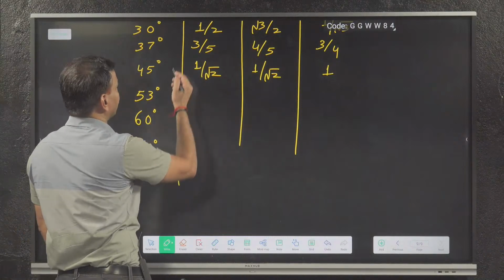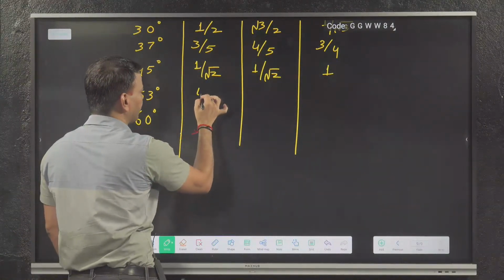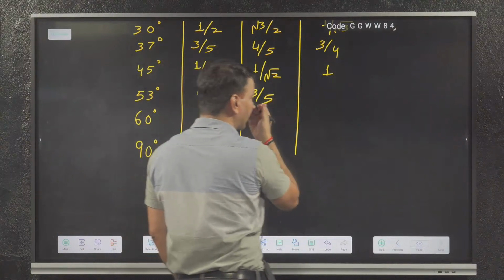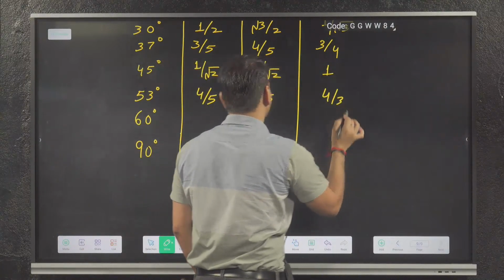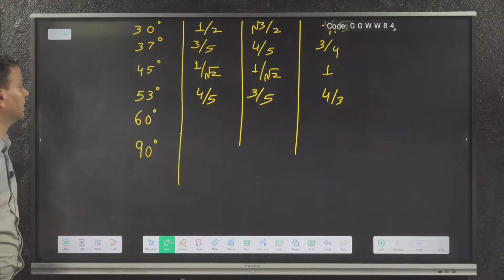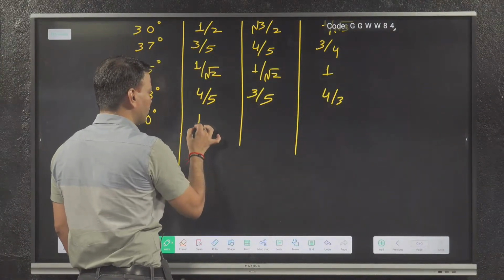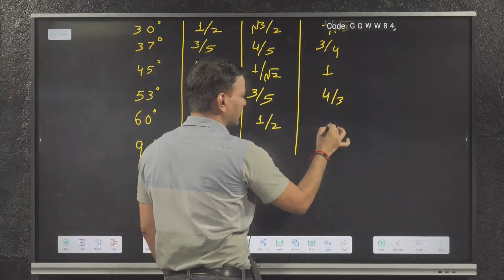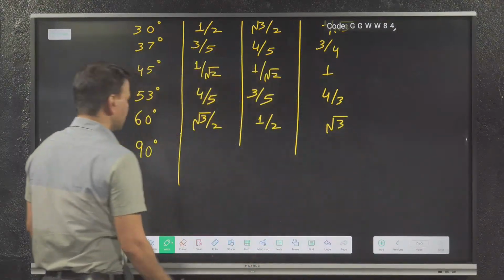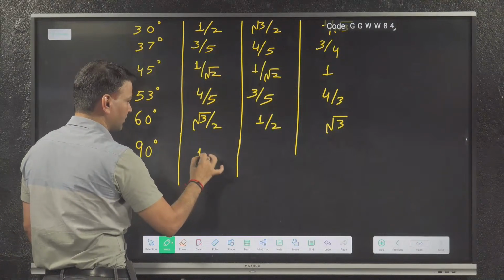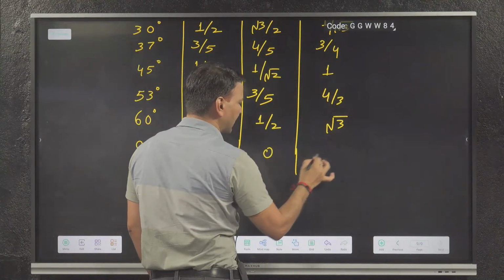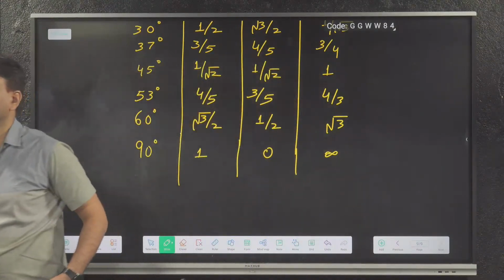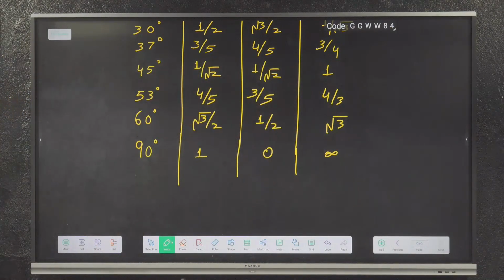Then sine 53. Now here the reverse will happen. Sine 53 is 4 by 5, cos 53 is 3 by 5, tan 53 is 4 by 3. That's only sine theta upon cos theta. Then sine 60 is root 3 by 2, cos 60 is 1 by 2, tan 60 is root 3. Then 90: sine 90 is 1, cos 90 is 0, tan 90 we say infinite or undefined.